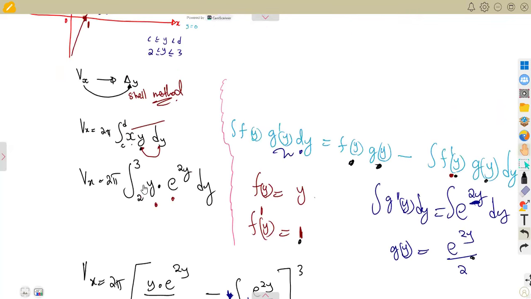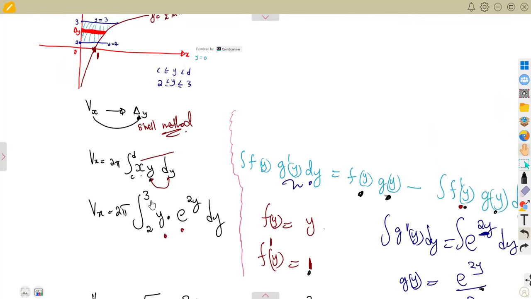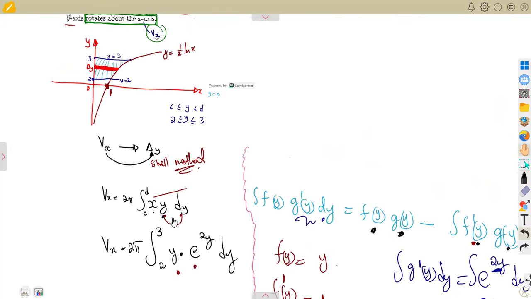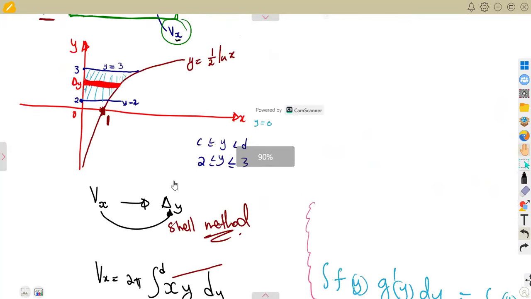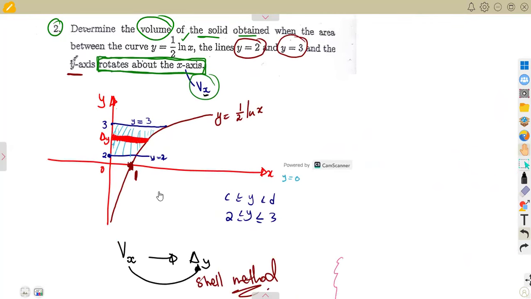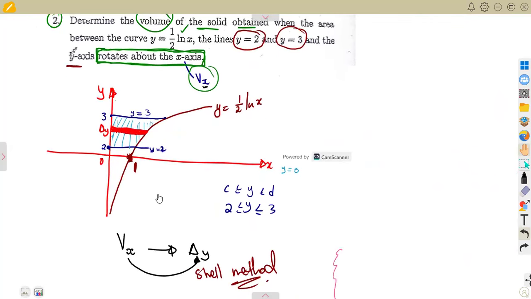And we said it's possible with the shell method. It makes the impossible possible, because in actual sense, if this method was not there, we would be stuck. I need to calculate the volume with respect to x, but look at the strip, it's for y. So that is how our questions might be given.